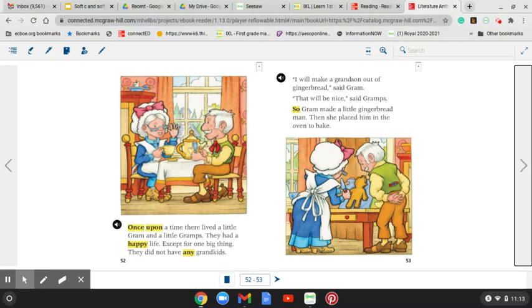I want you to talk to the person that is with you, or you can just talk to the computer screen. Talk to me, even though I can't hear you. I really wish I could. Because she wanted a grandson, what did she do? And I hope you said she made a gingerbread man, because that is correct. So the gingerbread man would be the effect.